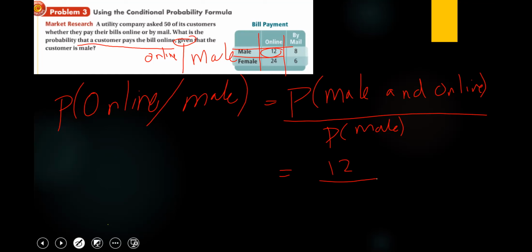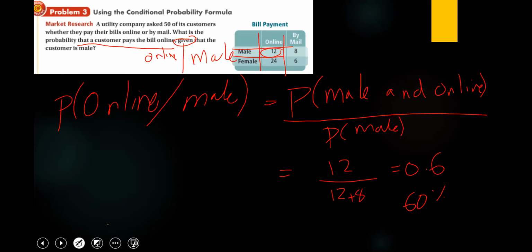How many males do we have here? 20, 12 plus 8, which is 20. So we have 12 over 20, which is 0.6 or 60% of the bill online, given that the customer is male.